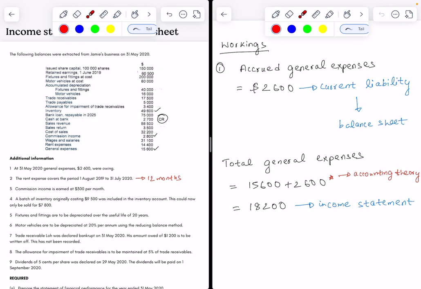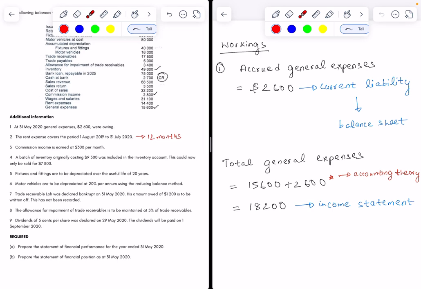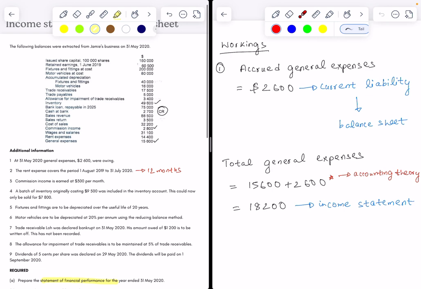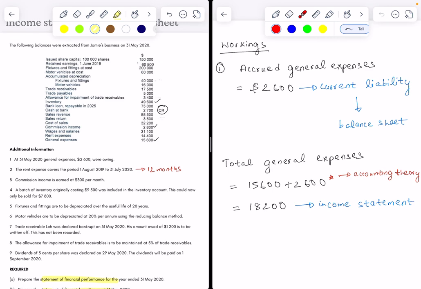The following balances were extracted from Jamie's business on 31st of May 2020. So here you can see that we are provided with a list of balances for many different types of accounts, and then we are provided with the additional information that is relevant to this business. And the requirement is to prepare the statement of financial performance and the statement of financial position at the year ended 31st of May 2020.